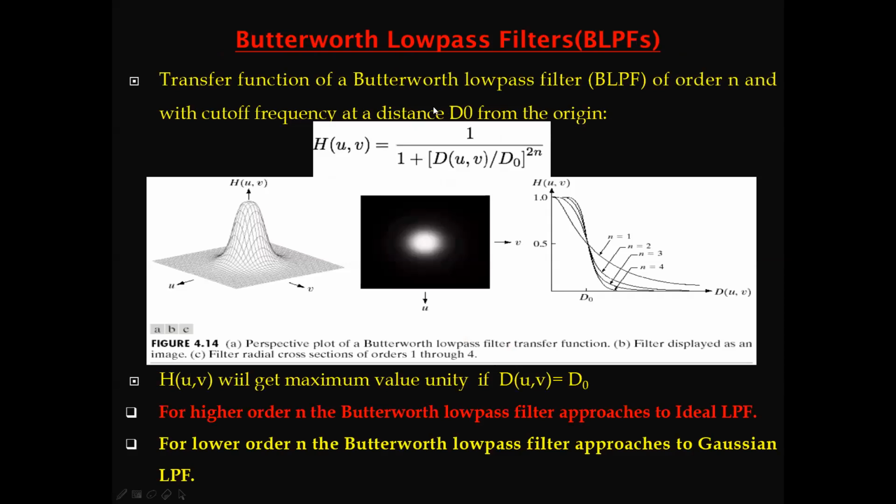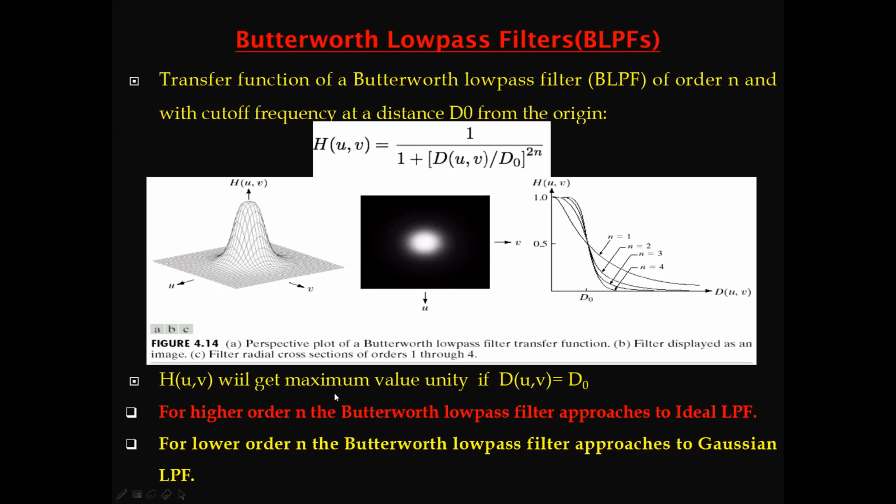Next, coming to the Butterworth filter. So this is the Butterworth low pass filter. The definition of the Butterworth low pass filter is H(u,v) equal to 1 by 1 plus [D(u,v) by D0] to the power 2n. The first one is a perspective plot, and the second one is the Butterworth filter as an image. The last one is the radial cross sections of the Butterworth filter for various values of n. N is the order of the Butterworth filter.